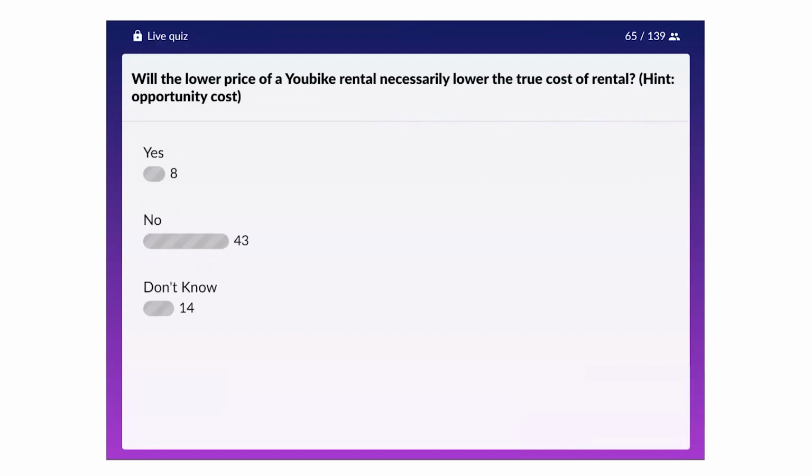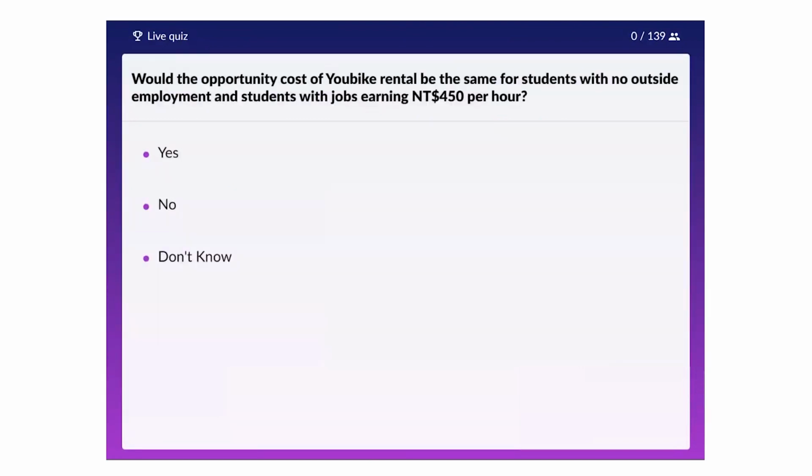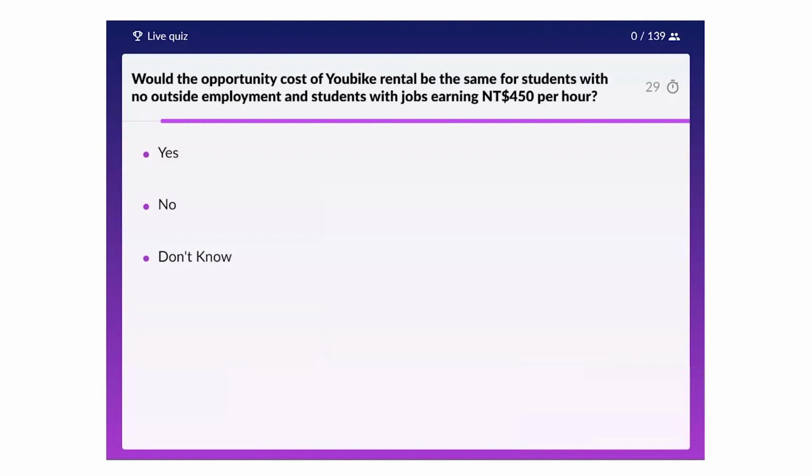All right, so let's take a look at your answers. 43 of you say no, some 8 say yes, 14 don't know. This really depends. You really have to think carefully about it, it might be different for different people. So now we'll look at the last question, which is, would the opportunity cost of a U-bike rental be the same for students with no outside employment versus somebody who has a job that's going to earn 450 NT dollars per hour? So will the opportunity cost be the same? Yes, no, or I don't know.